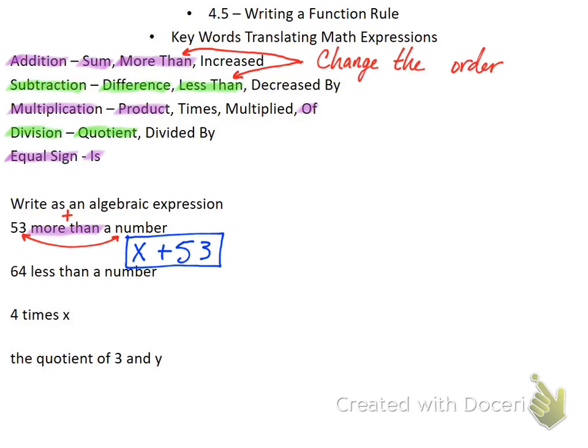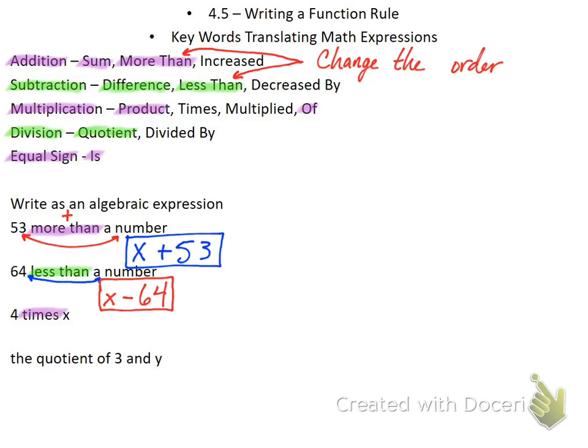Same thing with the second one. I'm using the word less than. Less than, again, changes the order. Less than and more than, so I know that these are going to be flipped in order. This one makes a difference, so I have to make sure that I go x minus 64. That is 64 less than a number. You take the number, and you'll know it needs to be less than 64.